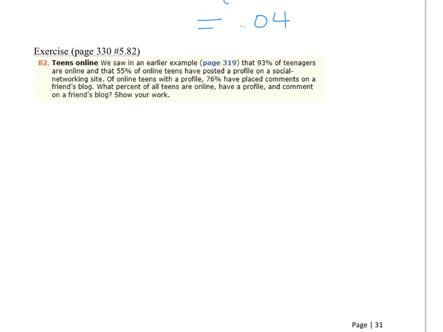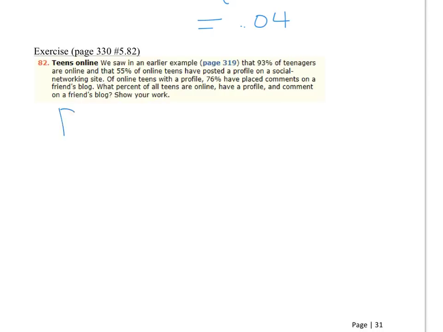We saw in an earlier example that 93% of teens are online and that 55% of online teens have posted a profile on a social networking site. Of online teens with a profile, 76% have placed comments on a blog. What percent of all teens have done all 3 things, essentially? So let's again summarize the given information.